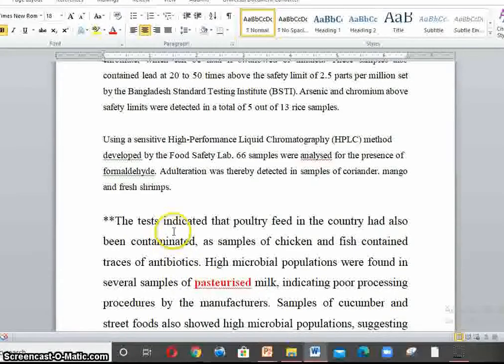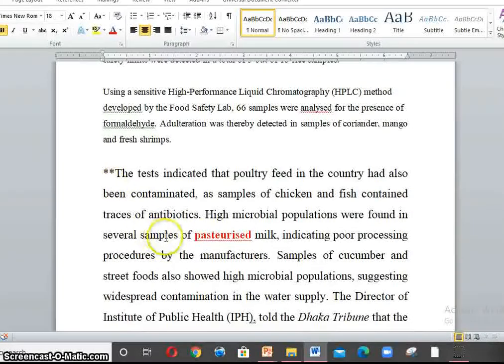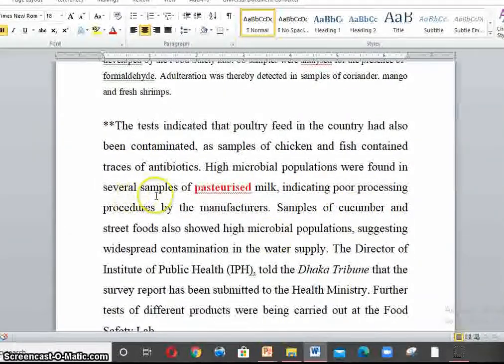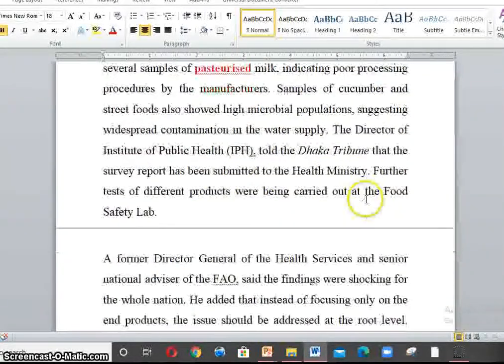So come to the next paragraph of our text. The text indicated that poultry feed in the country had also been contaminated, as samples of chicken and fish contained traces of antibiotics. High microbial populations were found in several samples of pasteurized milk, indicating poor processing procedures by the manufacturers. Samples of cucumbers and street foods also showed, as I have shown you in the video, high microbial populations.